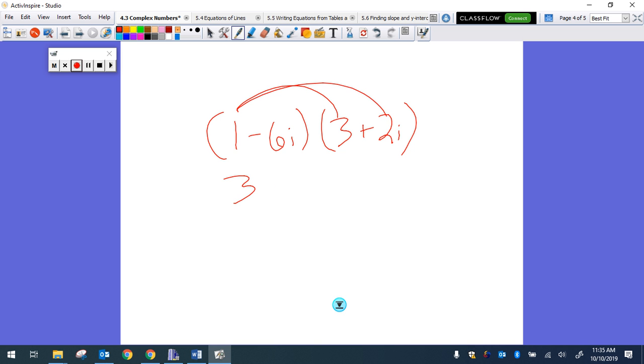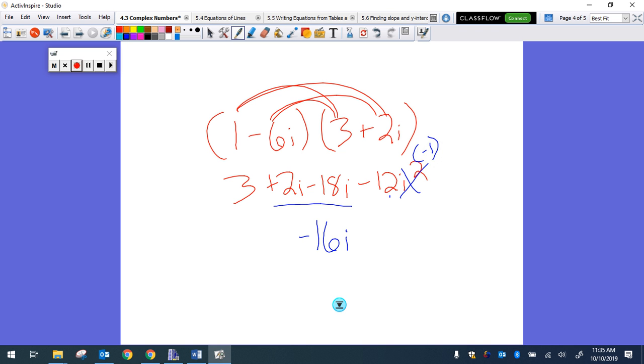Do a different one. Let's do 1 minus 6i and 3 plus 2i. So 1 times 3 is 3. 1 times 2i is 2i. Negative 6i times 3 is negative 18i. Negative 6 times 2 is negative 12, and i times i is i squared. I can combine these in the middle. I can do 2 minus 18, that's negative 16i. i squared is really negative 1, so negative 12 times negative 1 is a positive 12, and 3 plus 12 is 15.